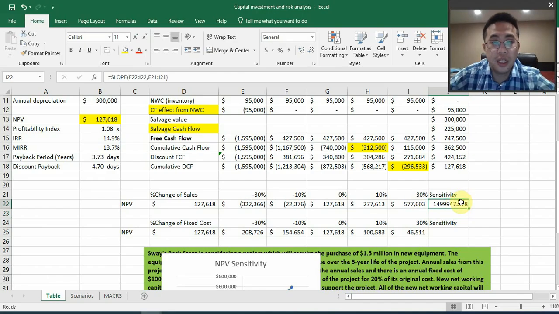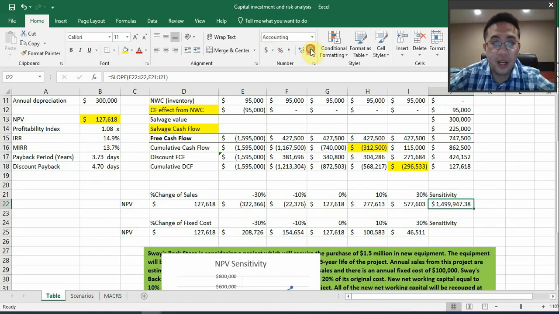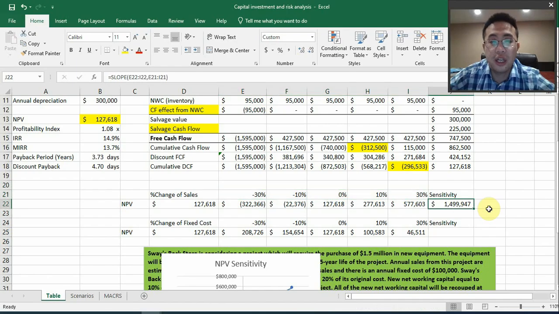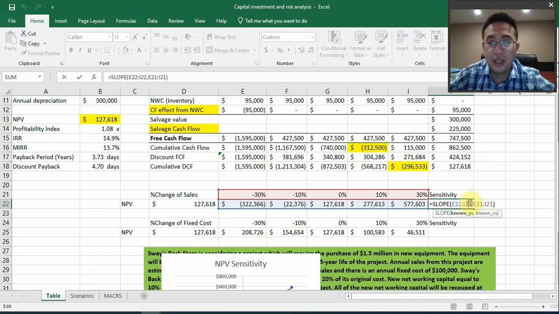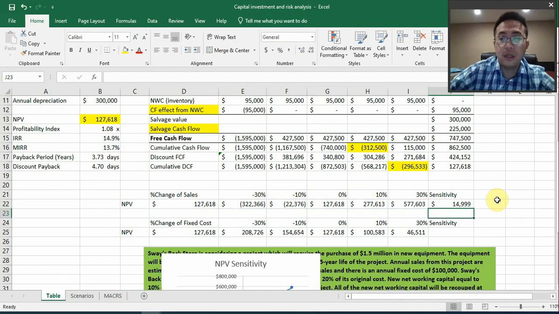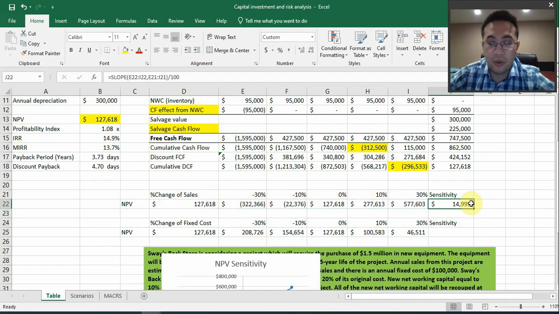So this is basically telling us if the x variable changed by 1, or 100%, then the NPV, the y variable, will change by 1.5 million. That sounds a little bit too big. Let me divide it by 100. Okay, now it makes a little more sense. So 14,999, or 15 grand, is the value for sensitivity.